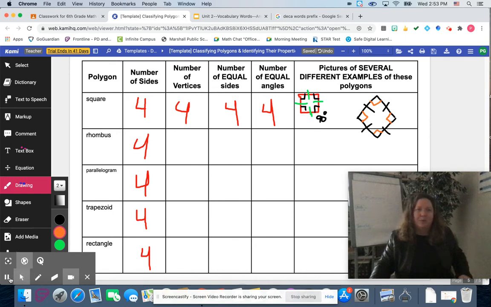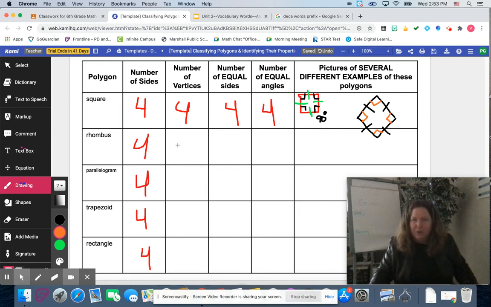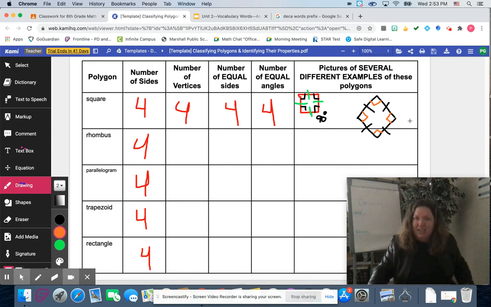All right, let's go on to a rhombus. All right, a rhombus, 4 sides. How many vertices does it have? Well, let's start by remembering what a rhombus is and drawing it. A rhombus, remember, is a square that got sat on. So it started out as a square, with all 4 sides the same, and then it just got squished down. The angles changed, but the square itself didn't change in terms of the length of the sides, just the angles changed. So all 4 sides are the same.